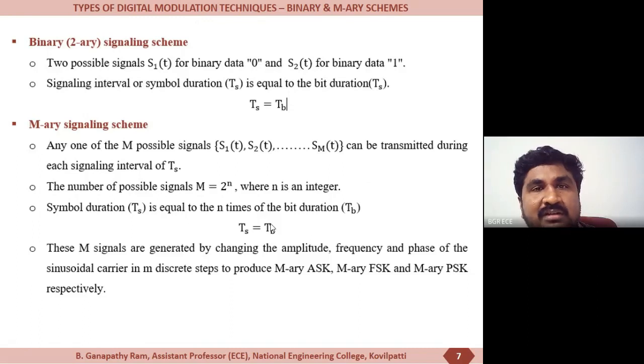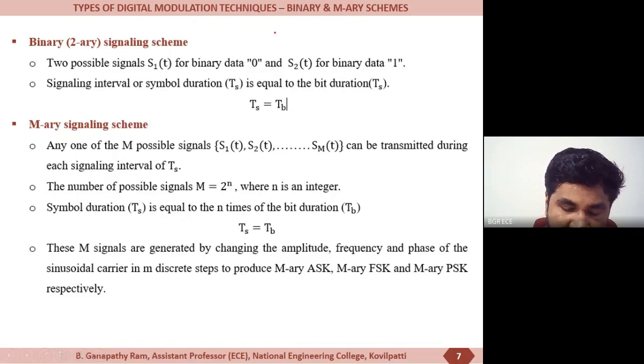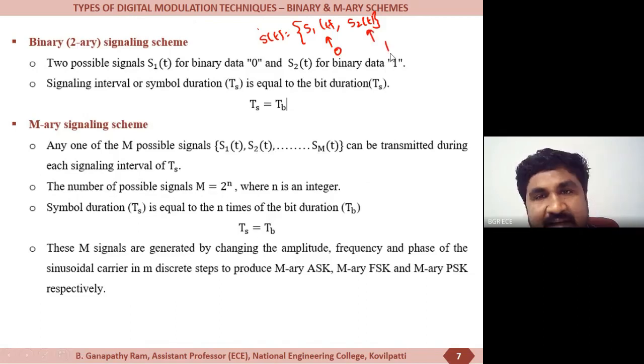Depending upon how the baseband informations are going to be transmitted, we can categorize the digital modulation techniques into two different types. One is binary scheme and another one is M-ary scheme. In the binary scheme, the binary data 0 or 1 is transmitted. We have two symbols, S1 of t and S2 of t. For binary data 0, S1 of t can be transmitted. For the binary data 1, S2 of t can be transmitted.